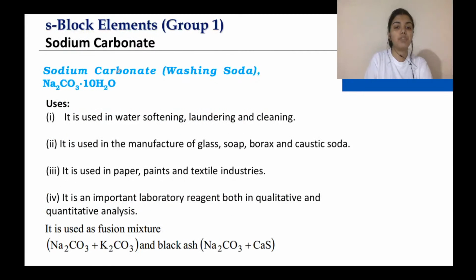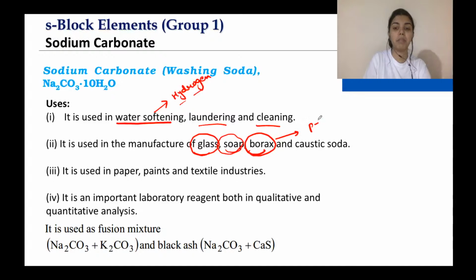Now, the uses of sodium carbonate. It is basically used for water softening, as we have learnt in the hydrogen chapter. Right? It is used for water softening, laundering and cleaning. It is used for the manufacture of glass, soap, borax. This borax we will be studying in the P block chapter. It is a compound of boron. Right? So basically it is used to manufacture borax, caustic soda.